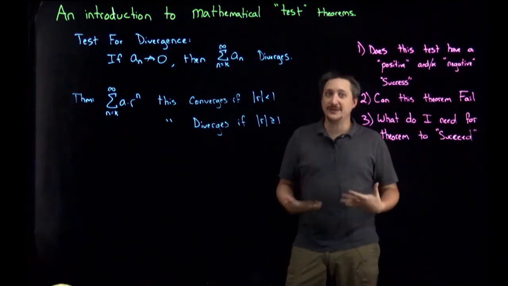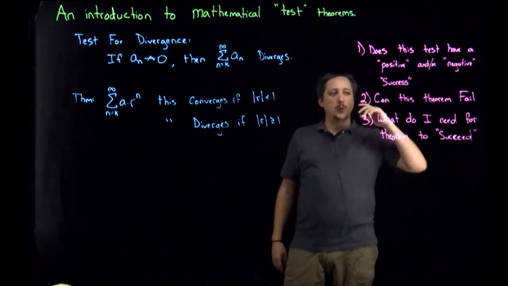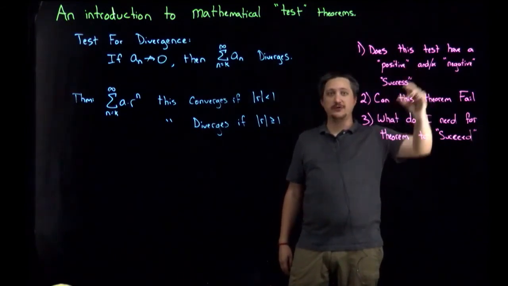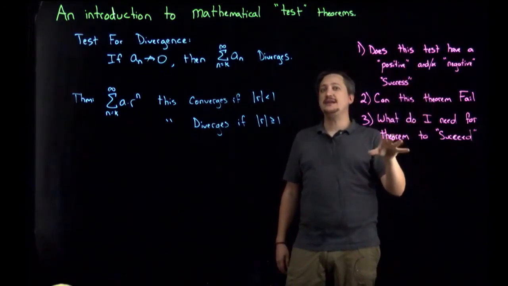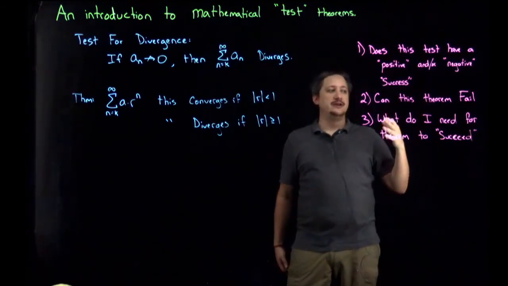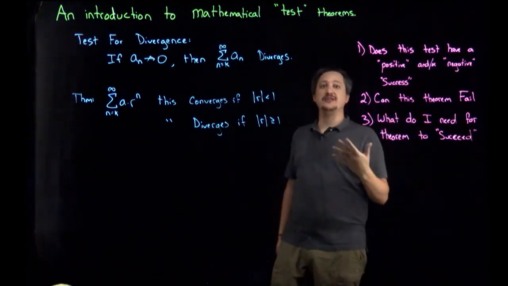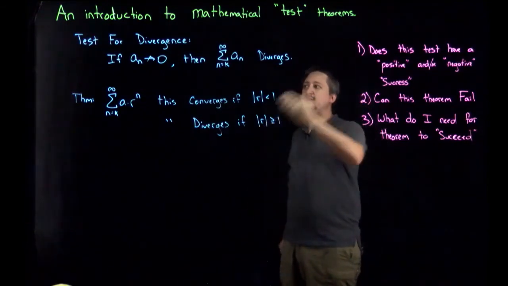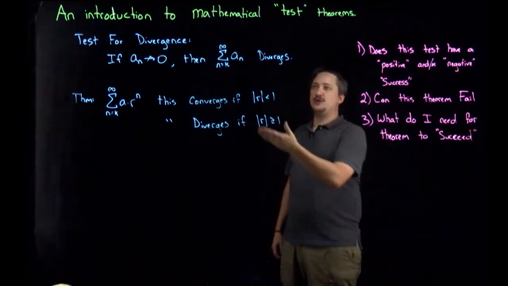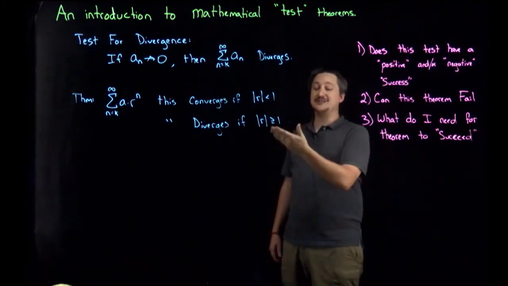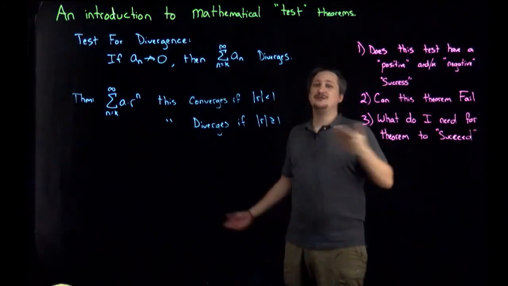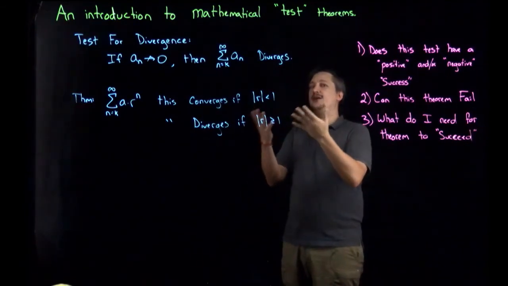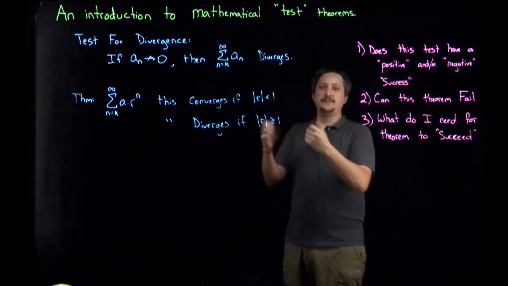And more importantly, this third thing is saying, thinking about what you just figured out from part 1 and part 2, what do you actually need to know in order to get some information from using this tool? So for the test for divergence, you absolutely need to know that the limit doesn't go to zero. If the limit does go to zero, you don't know anything. So that's what it means to get any information out of using that theorem.